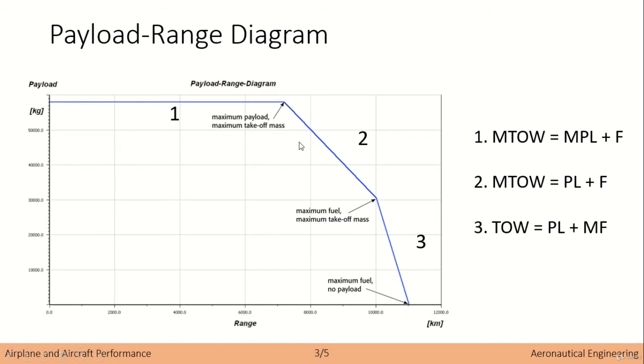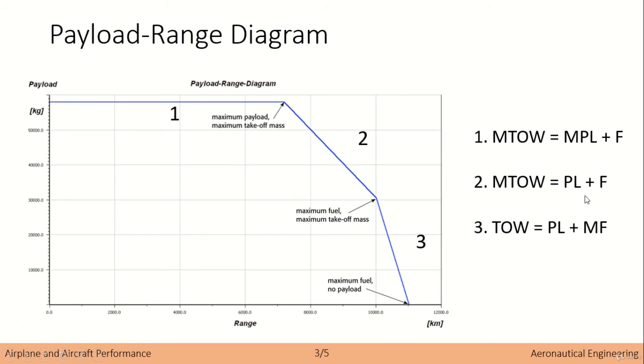Increasing the amount of range from this point on implies increasing the amount of fuel. And because the maximum takeoff mass is constant, if we want to continue increasing the amount of fuel, we will actually have to decrease the amount of payload. So this implies point 2. In this case, what we have is that maximum takeoff weight is actually maintained, but with a decrease of the amount of payload, okay, of the payload weight.